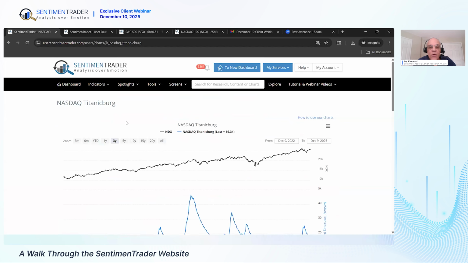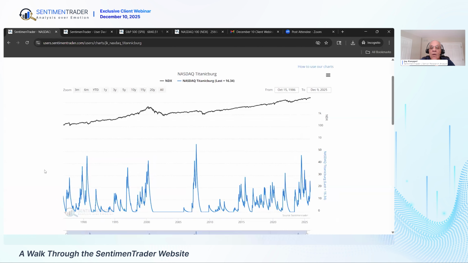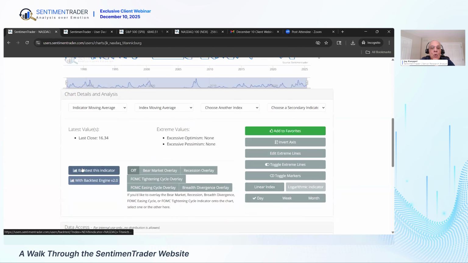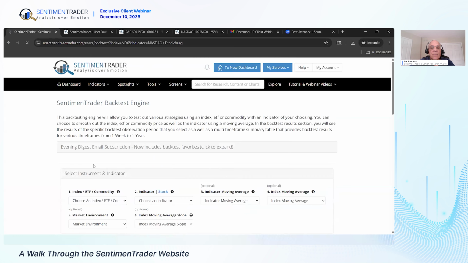What you're looking for is these big spikes. Now, it's a question of how high is high. Does a reading down here mean something? Does it have to go all the way up here? Those are things you can test out. But basically, what we're looking for is big numbers. So let's backtest this one and see.